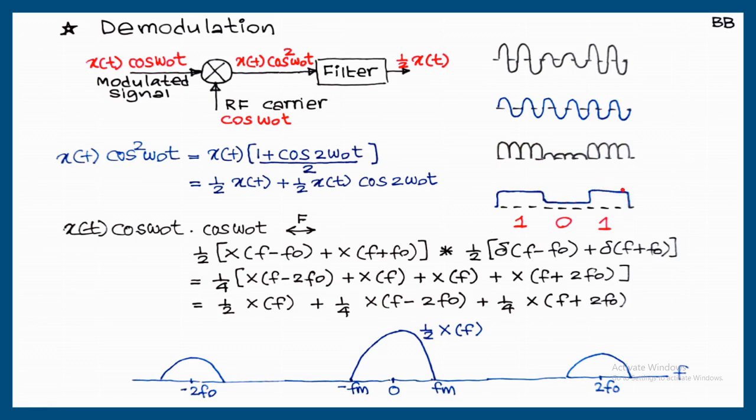Then using some decision device, we are able to make a decision at every bit interval like 1, 0, 1. Higher positive amplitude is 1, lower positive amplitude will be 0. So 1, 0, 1 can be obtained.